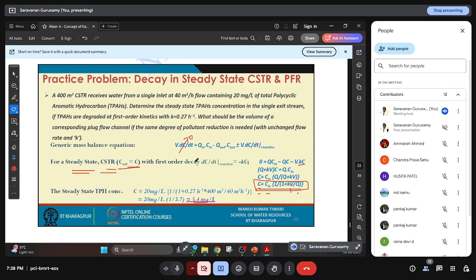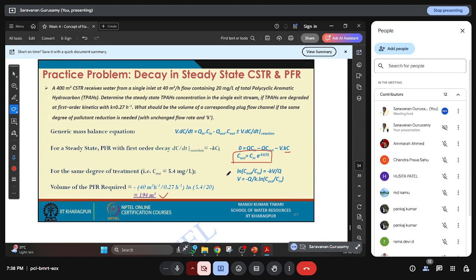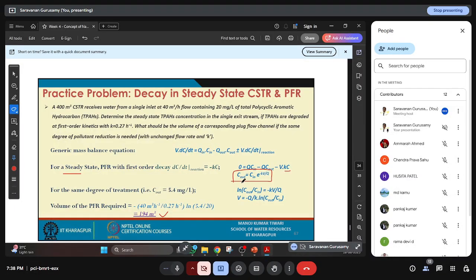The question they have asked is what is the volume of the plug flow reactor if I go with the same degree of treatment? So C in should be 20, C out should be 5.4, same Q, but V is unknown. How to find it with the plug flow reactor? The plug flow reactor steady condition equation is C out equal to C in into e power minus kV by Q. That's the final formula we have got. C out we know, C in we know, K is known, Q is known, so V we can find as 194 meter cube. You got it?